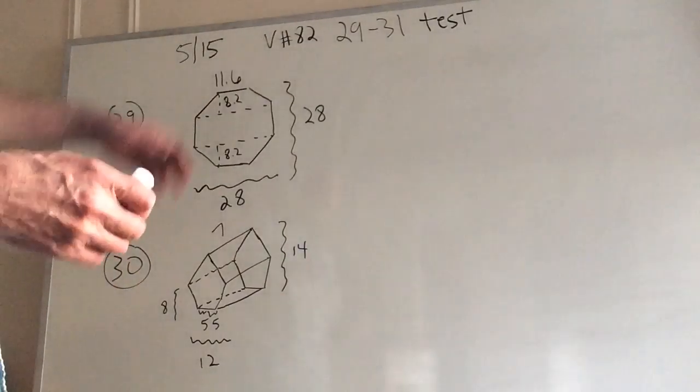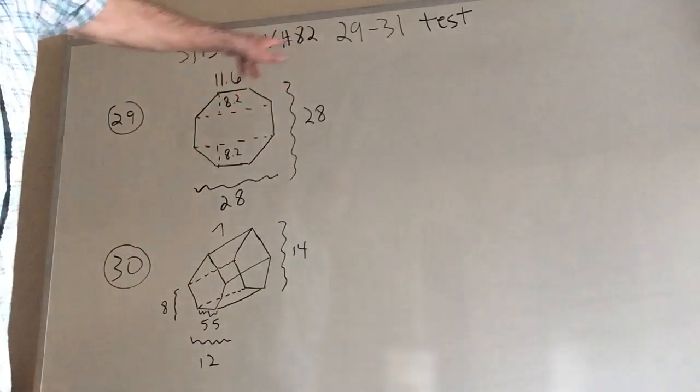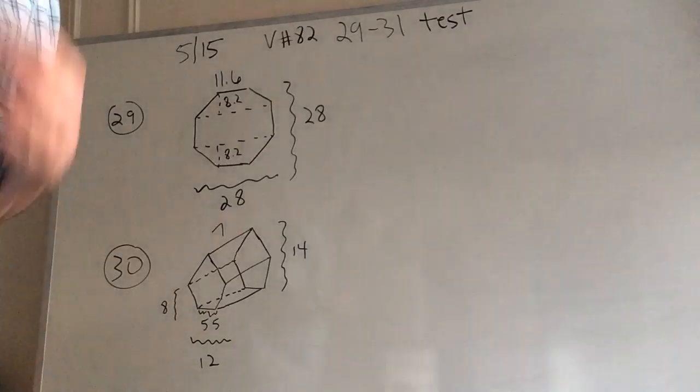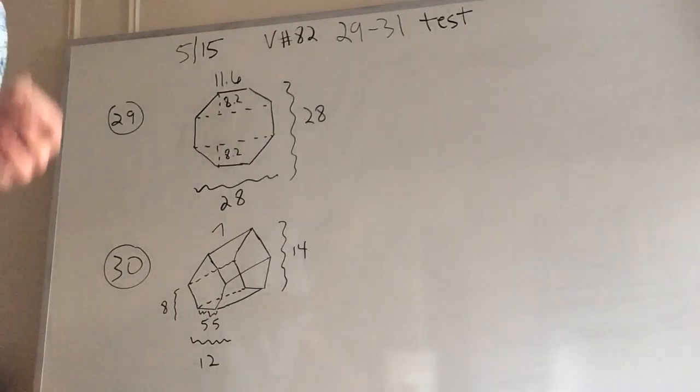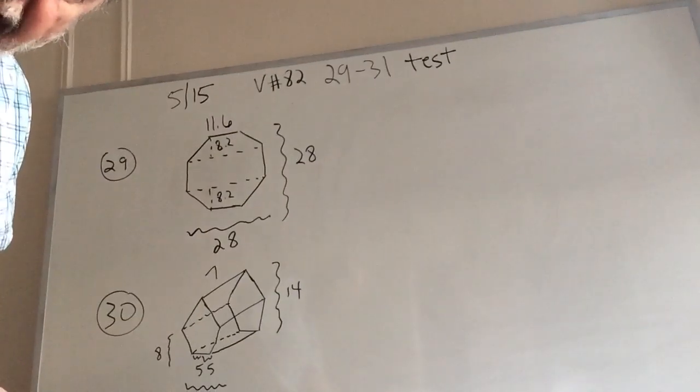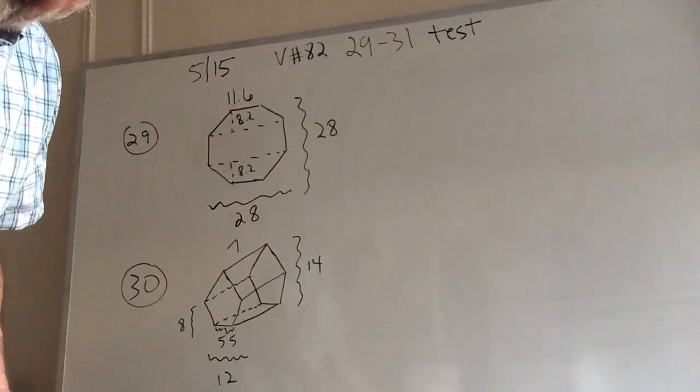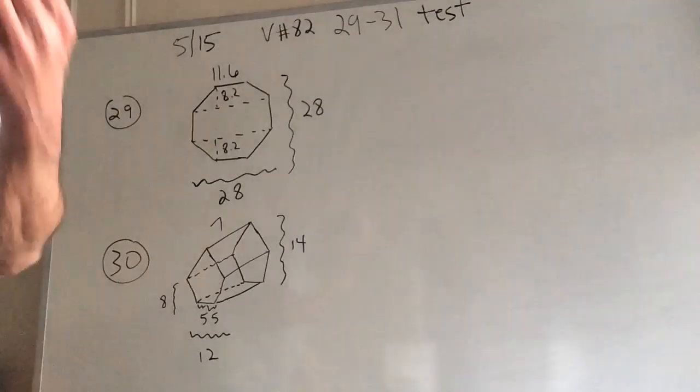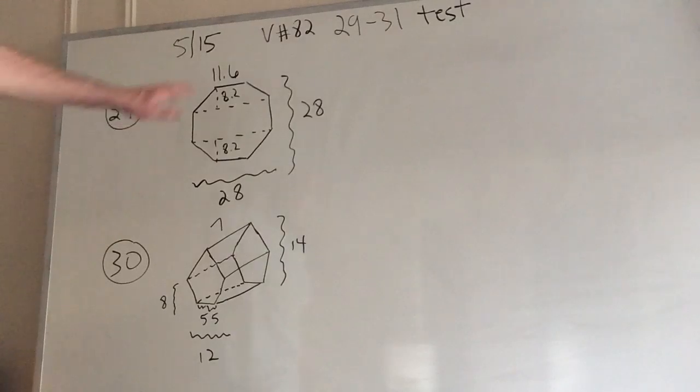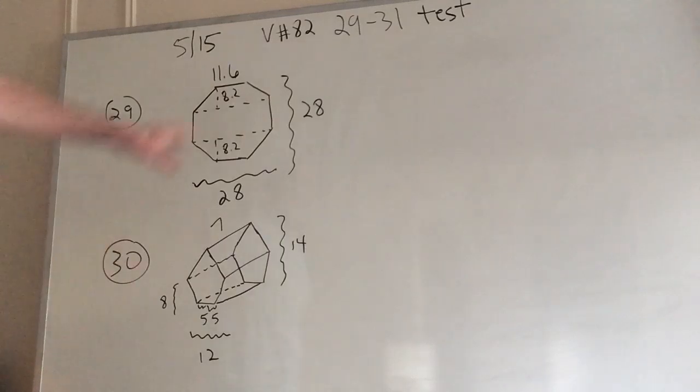Okay, so this is video number 82. It's 5:15, and as promised, I'm going through the test little by little. There you see the test number here, and I'm doing problems 29 and 30. I'm going to spend a little time with 29. I think it's worthwhile. And so the question is, what's the area of this octagon?